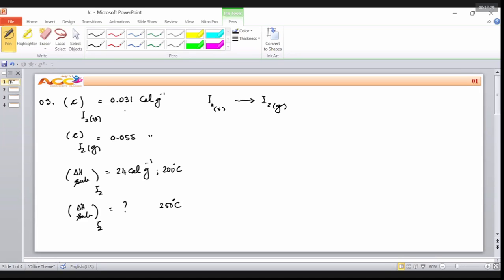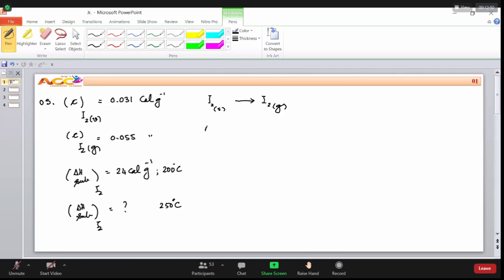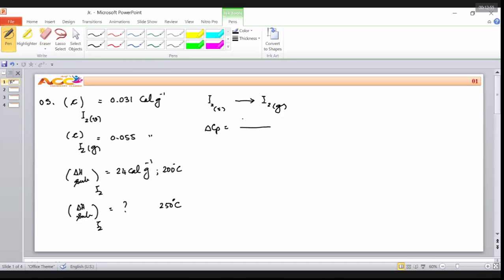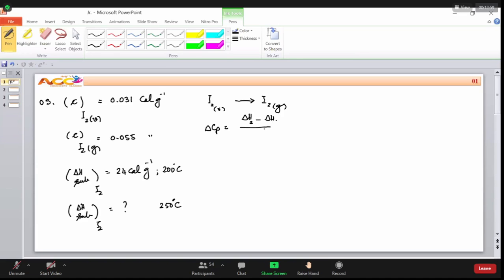Now he has given the specific heat capacity, and he has given the question in terms of two different temperatures. Once two different temperatures are given to you, our mind should go to the notes. Sir, there is one equation given as del Cp is equal to, refer the notes, del H2 minus del H1 by T2 minus T1, right? Are you able to recall?